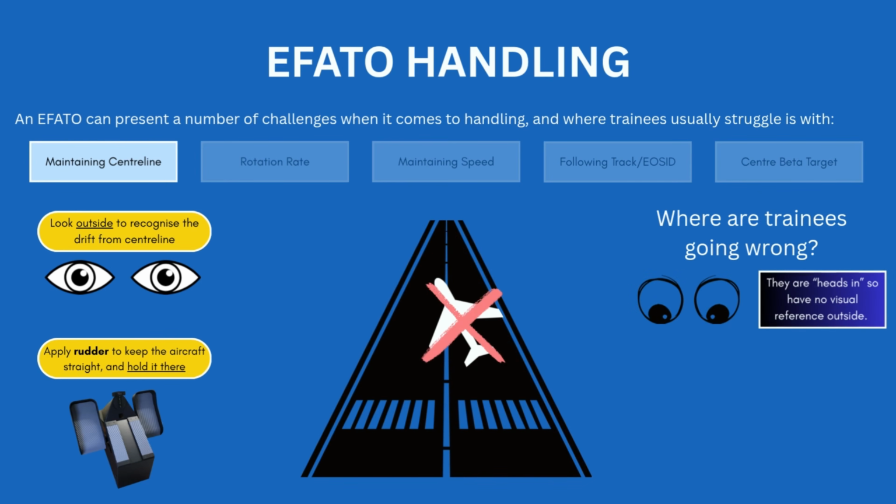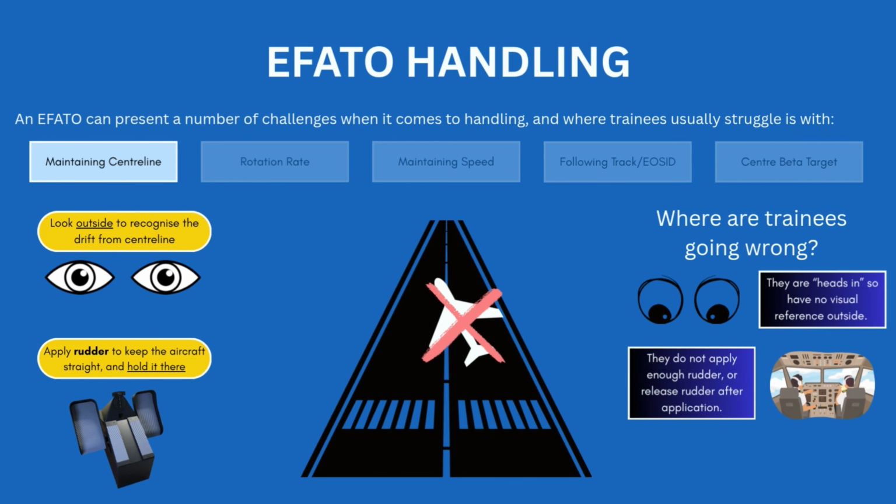They are heads in, so have no visual reference outside. This makes the centerline almost impossible to track. They do not apply enough rudder, or release rudder after application, causing destabilization. They chase the centerline with multiple rudder inputs. Our technique is to hold the rudder, which will reduce workload and keep things stable.